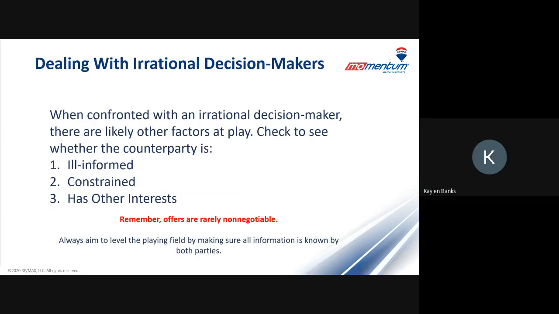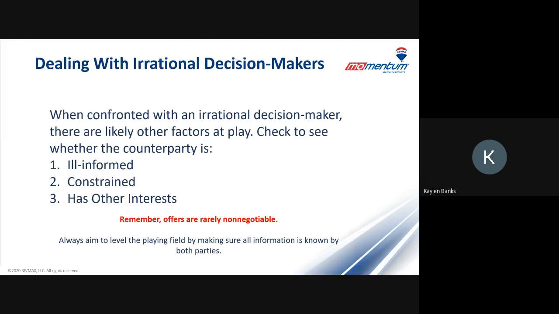Then, dealing with irrational decision makers. When you're confronted with somebody who's irrational, consider whether your counterparty is suffering from one of these things: they're either ill-informed, constrained, or have other interests. If you're dealing with someone who seems to be making irrational decisions, consider first whether they are ill-informed. Your job is to find out what they don't know and then inform them.